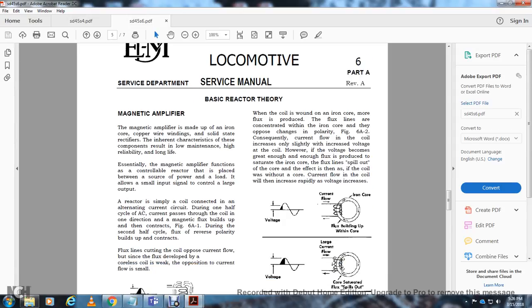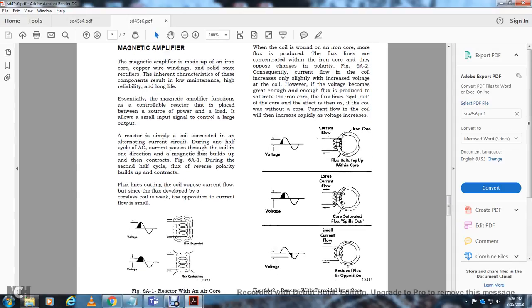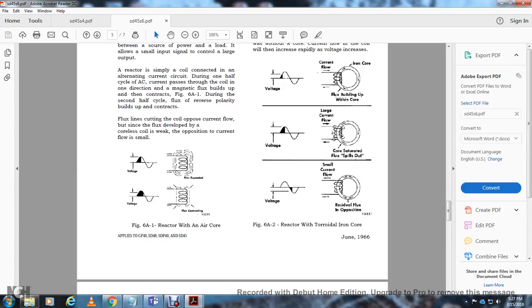The reactor is simply a coil in contact with the alternating current circuit during only half of the AC cycle, passive of the coil. One direction of magnetic flux builds up, as in figure 6A, and during the second half of the cycle the flux reverses polarity. The flux lines cutting the coil are opposite to the current flow, and the flux developed in the core coil is weak, so the opposition to the current flow is small. So the voltage flux expands, and the voltage and flow contract.